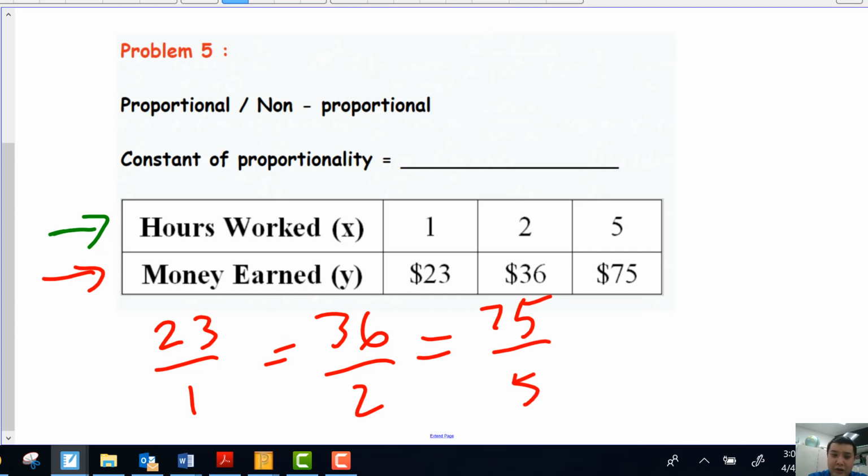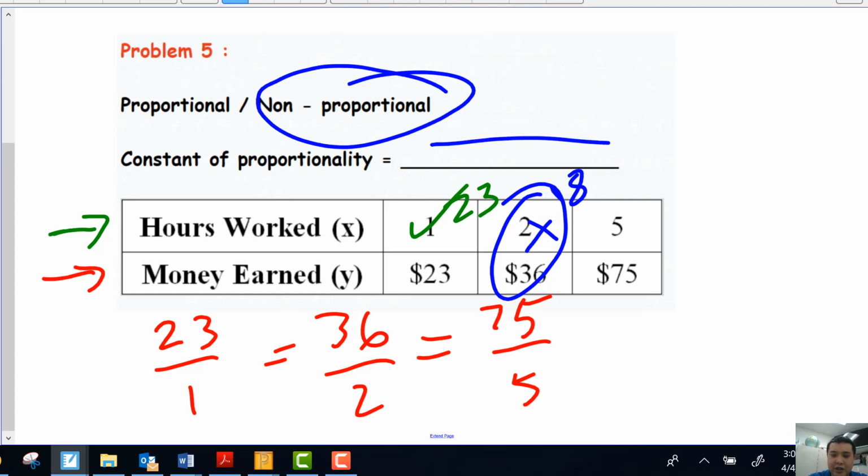23 divided by 1 is 23. We did that. 36 divided by 2 is 18. So this part makes it non-proportional. Therefore, there is no constant of proportionality.